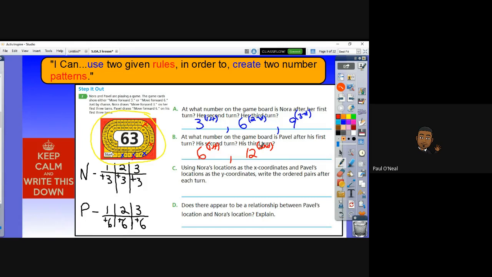And of course, on the third turn, he is at 18. I'm going to write third. Well, there we go. Okay. All right, cool. So now we have that.